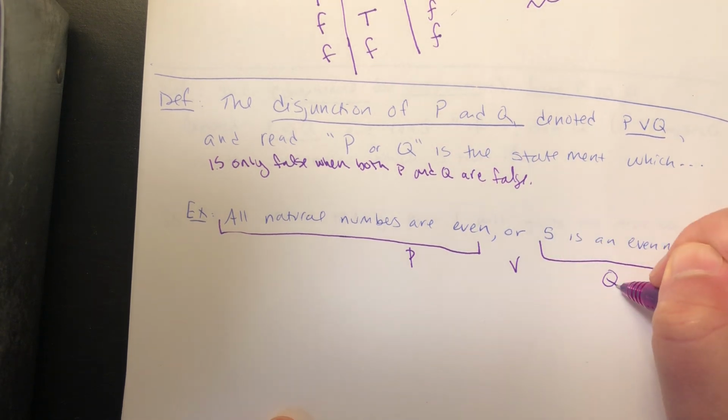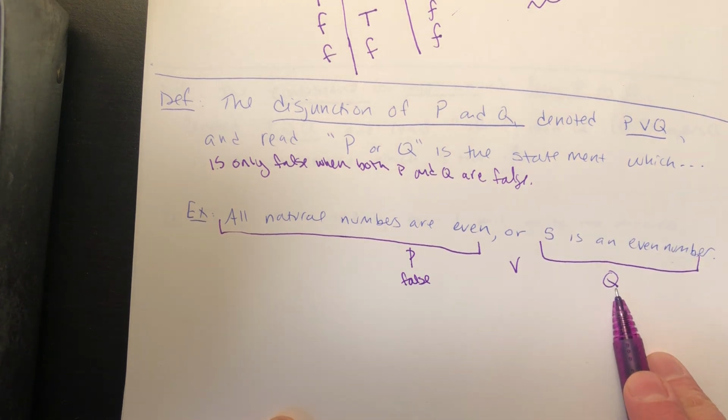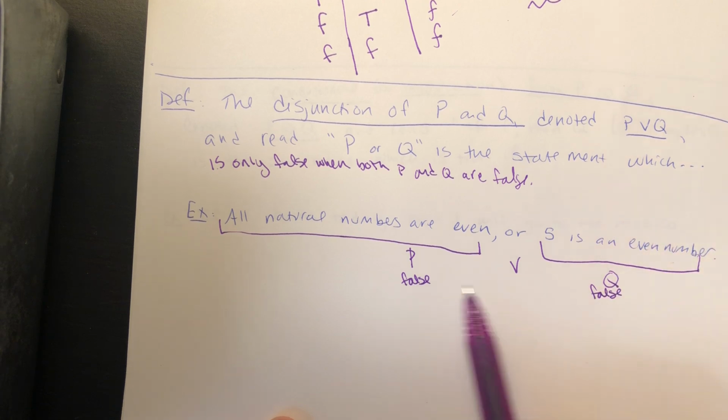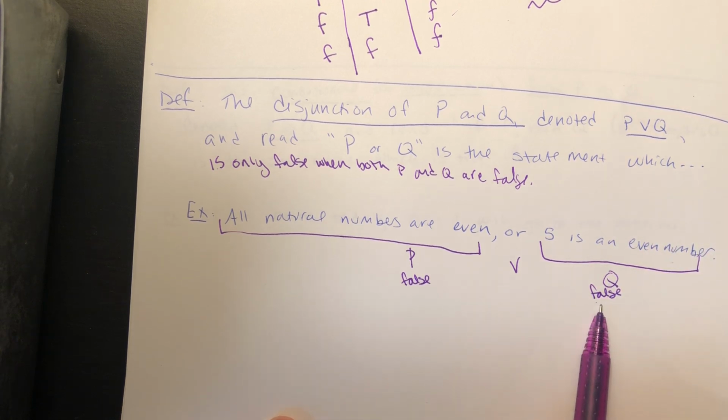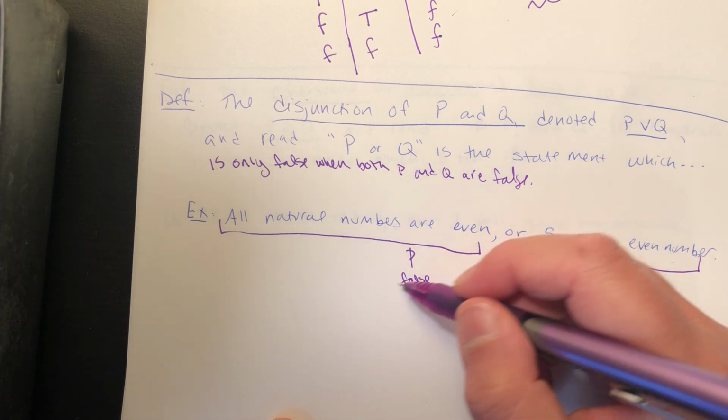This first statement P is false. The second statement Q, 5 is an even number, that's also false. So overall, this OR statement is going to be false. Because in order for an OR statement to be true, we would need at least one of these to be true. They're not, and so this entire statement would be false.